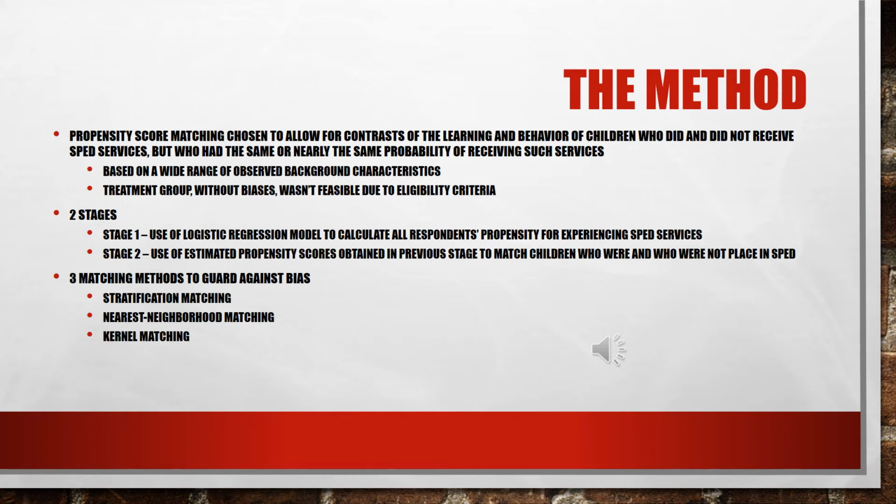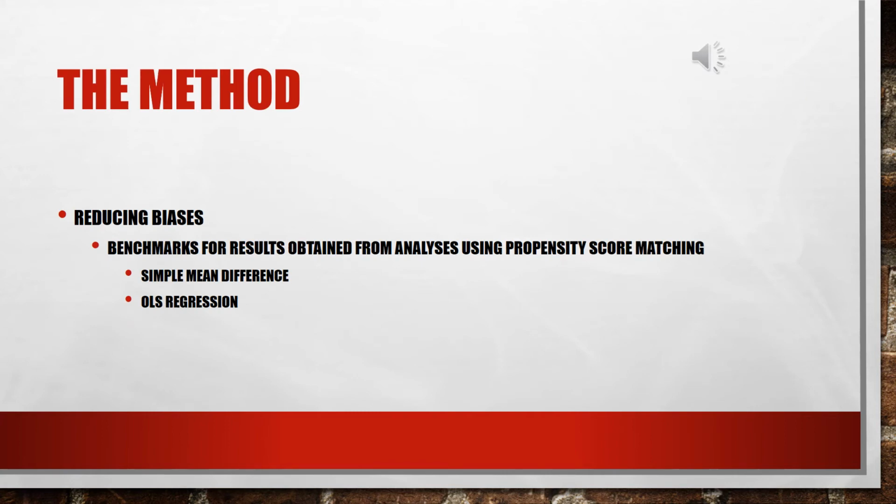Kernel matching was used to calculate propensity scores to match individual cases in the treatment group to a weighted mean of control cases. Control cases receive weights based on the distance between their propensity score and the propensity score of the treatment case by which it was matched. Simple mean differences and OLS regression were both chosen as benchmarks for propensity score matching. Propensity score matching was used as a way to reduce selection bias since there are several control variables that reflect bias among identification of students for special education placement.